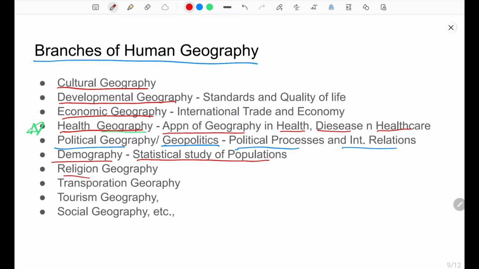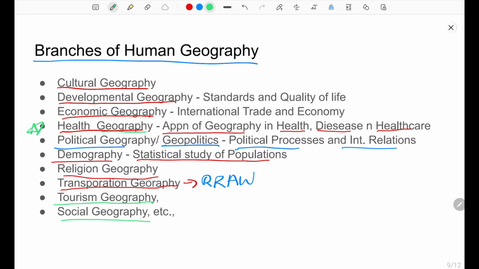And coming to religion geography, it speaks about the religious faiths across the globe. And coming to transportation geography, it speaks about roadways, railways, airways, and waterways. Coming to tourism geography, it speaks about the places of recreation for humans.